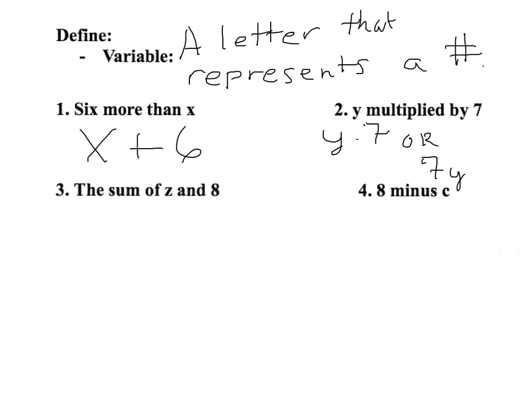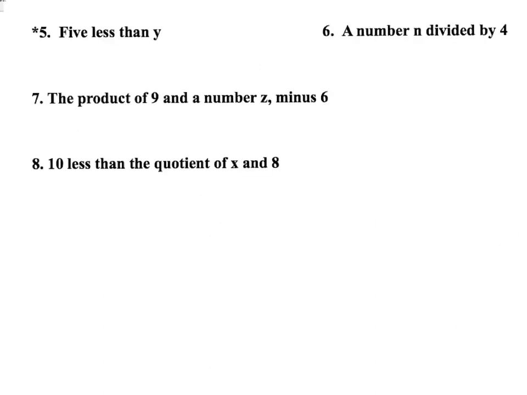Okay, number 3, the sum of z and 8, well, sum again means to add, so we're just going to add z and 8 together. And finally, number 4, 8 minus c is just like it sounds, 8 minus c, using our subtraction sign. Alright, those aren't too bad, so let's try a few more.